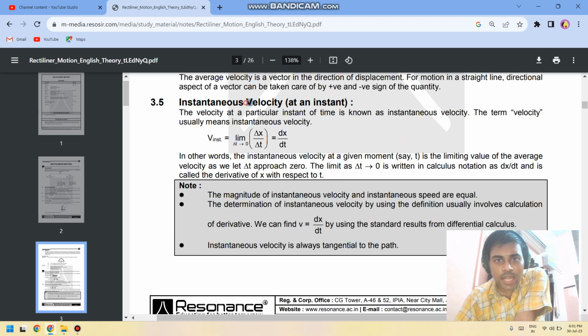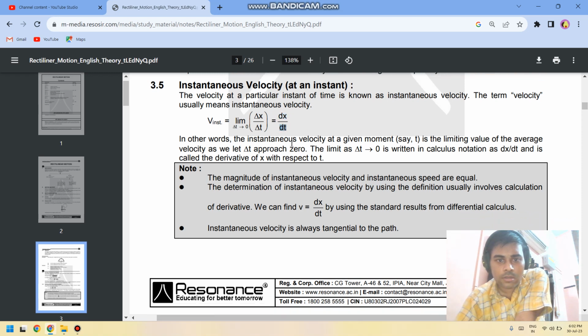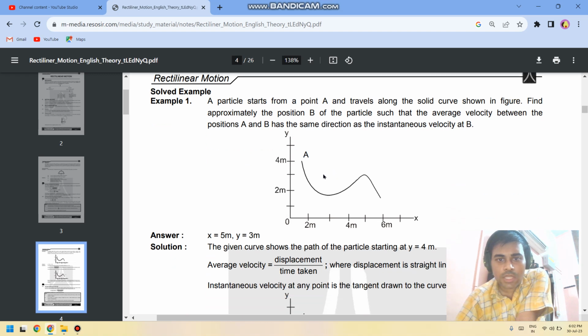And now instantaneous velocity will be the derivative of x with respect to time. Please understand, friends, I will teach you derivatives in another video, but just understand that velocity is equal to dx by dt. Now let's do some questions.